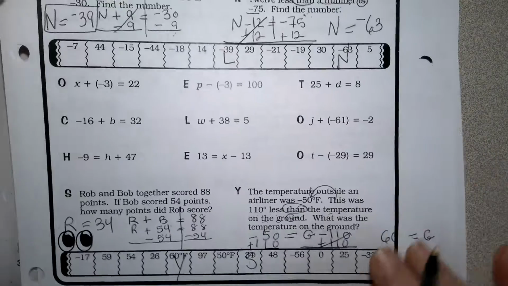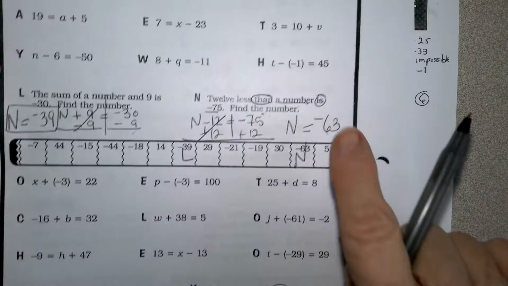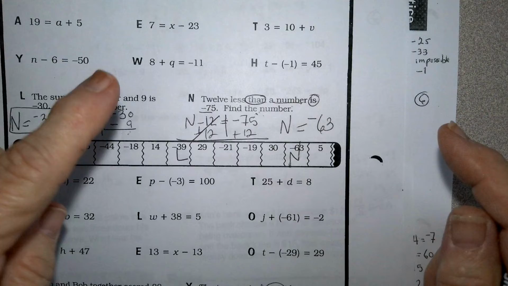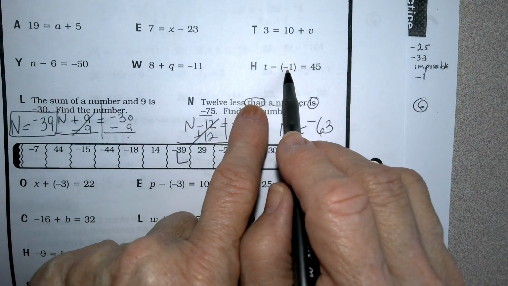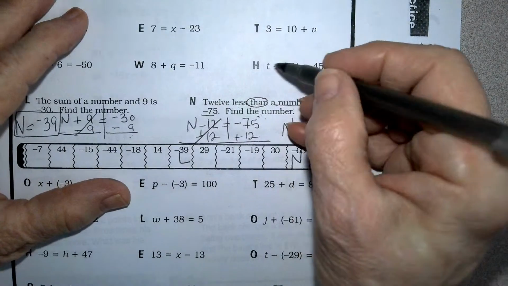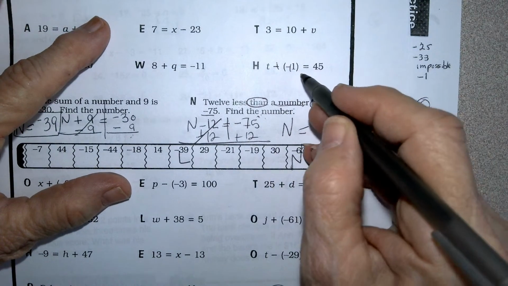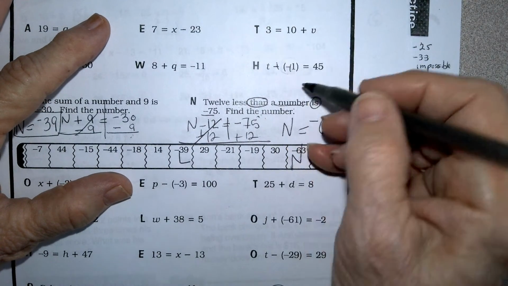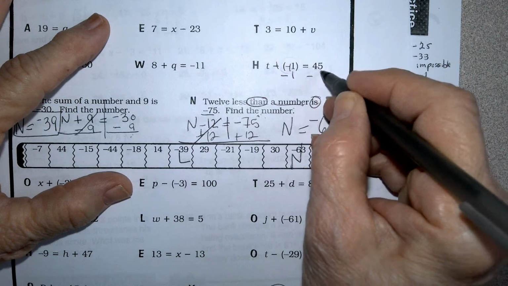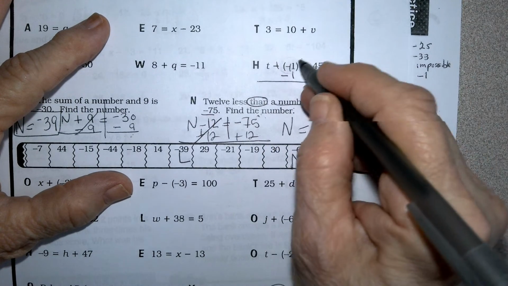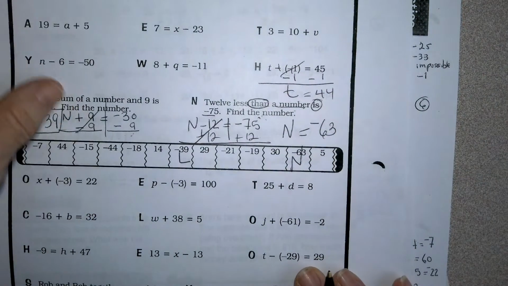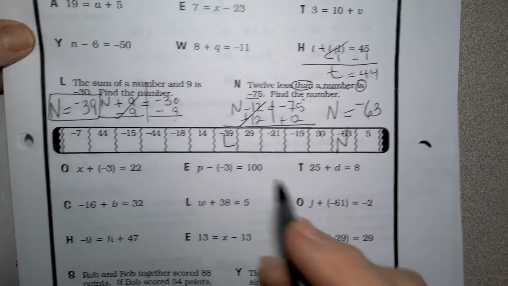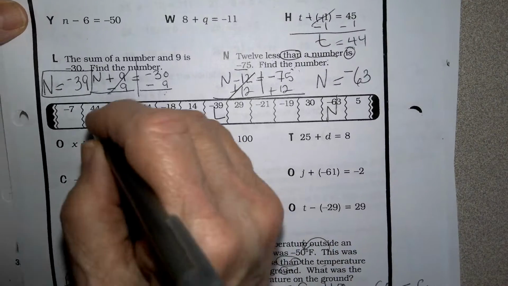Okay, people. Now, the only other one that I'll talk about is this one here. What do you have to do to those signs first? So change it to positive, and then you're ready to go. Opposite of a positive is a negative. Again, once you do this, the rest is mental. T is equal to 44. Done. Okay. And that is H.